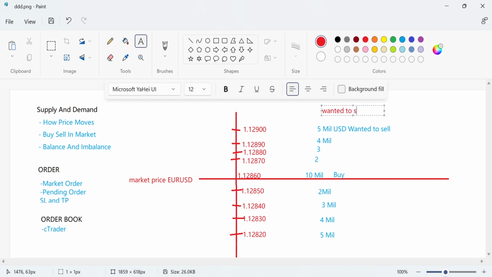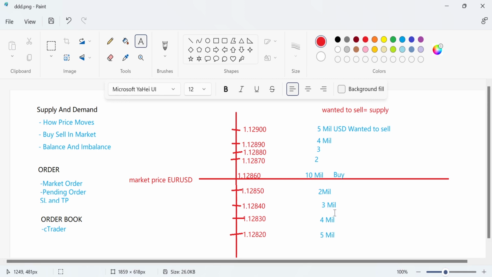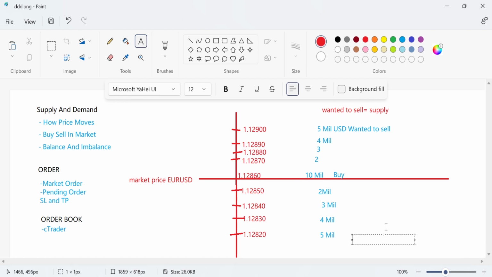Typically, the seller's price will be higher than the market price. If a kilogram of chicken costs $10, the sellers will sell at a higher price to make a profit. As for buyers, buyers will buy at a price lower than the market. Want to buy, and demand.